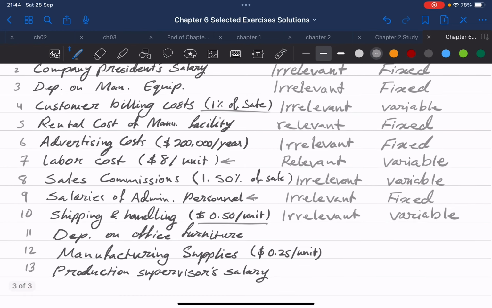Number 11, depreciation on office furniture. This is also an irrelevant cost because it's unavoidable. We're still going to have to incur it, whether we decide to produce in-house or outsource. Is it a fixed or a variable cost? It is a fixed cost.